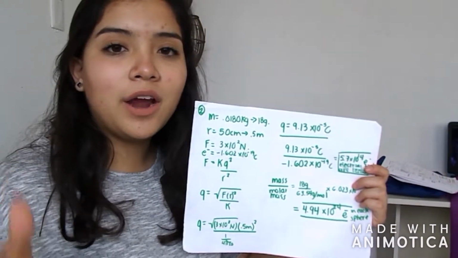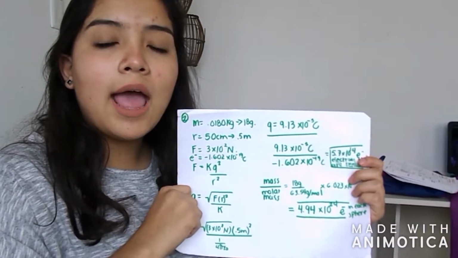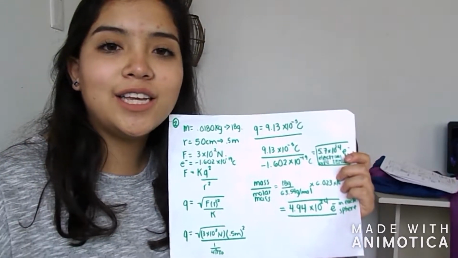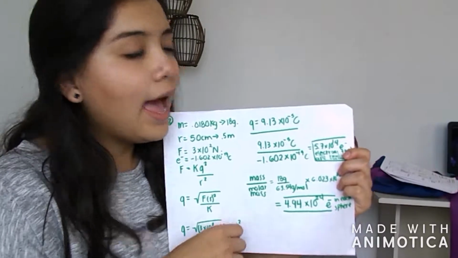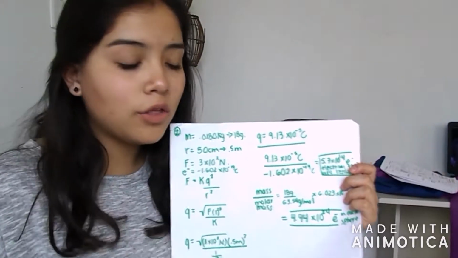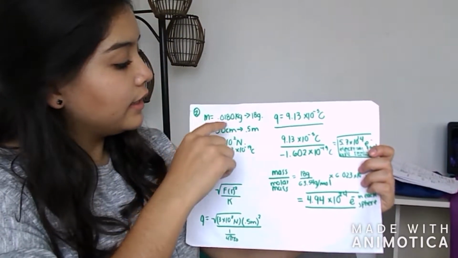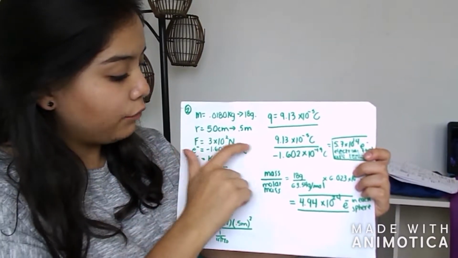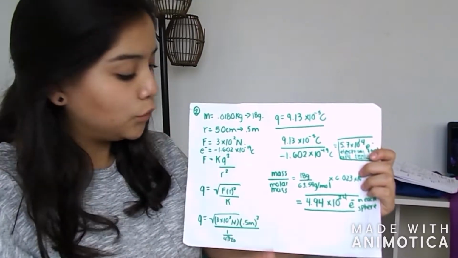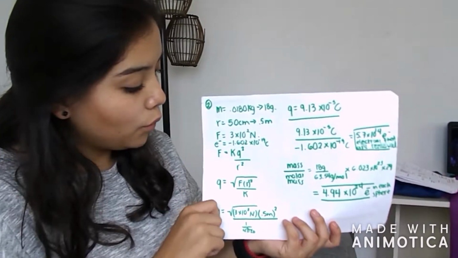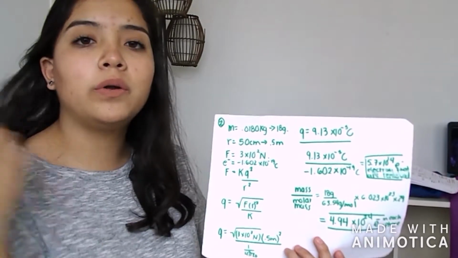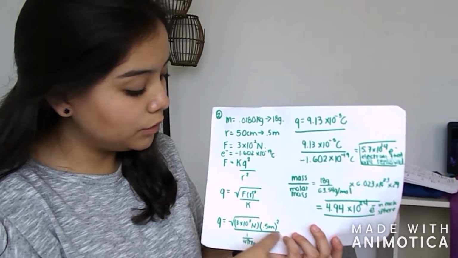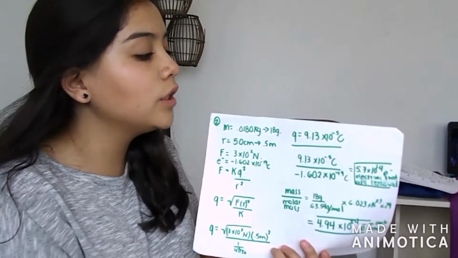In problem number 2, they are asking us how many electrons each charge has, and how many electrons will be removed from one another. First of all, we have our data: the mass, the distance, the force, and the charge of the electron. Then we're going to clear out our charge with the formula of force, and then we substitute our values, and then we have this result.